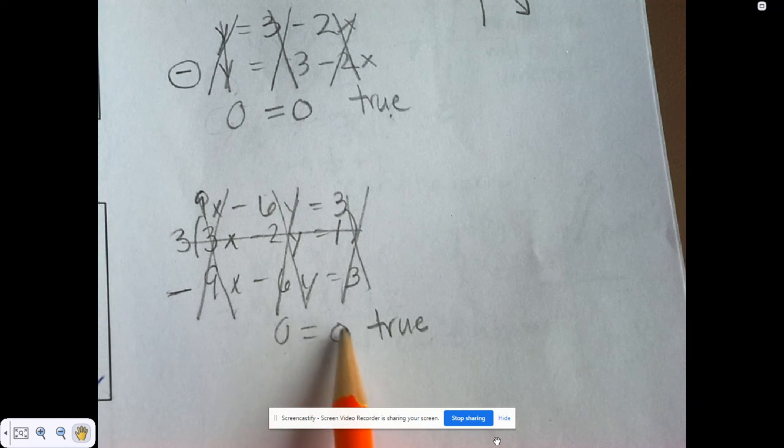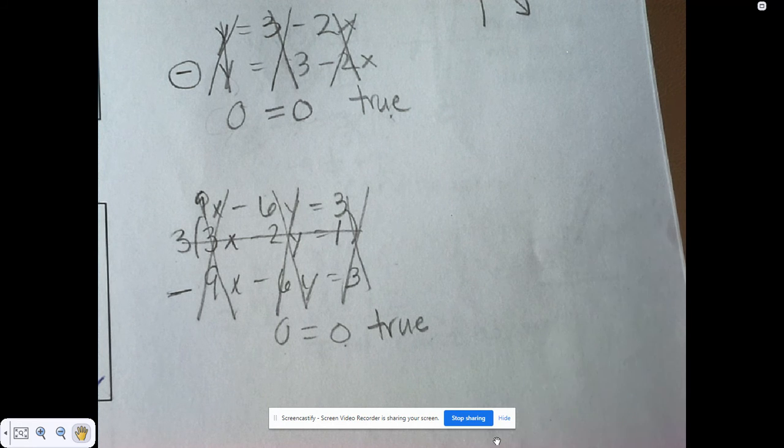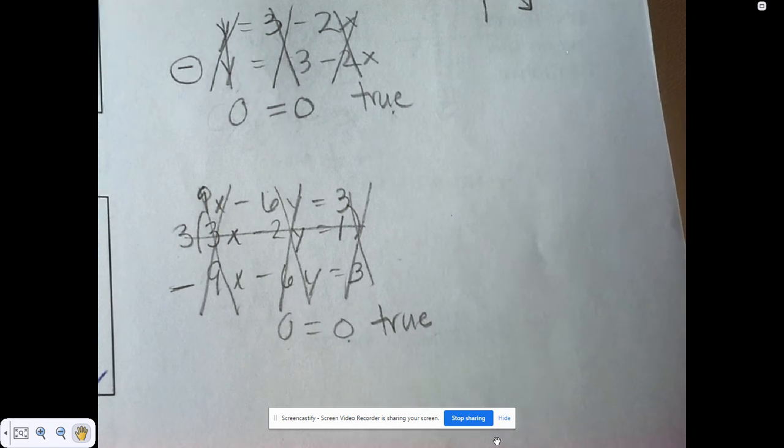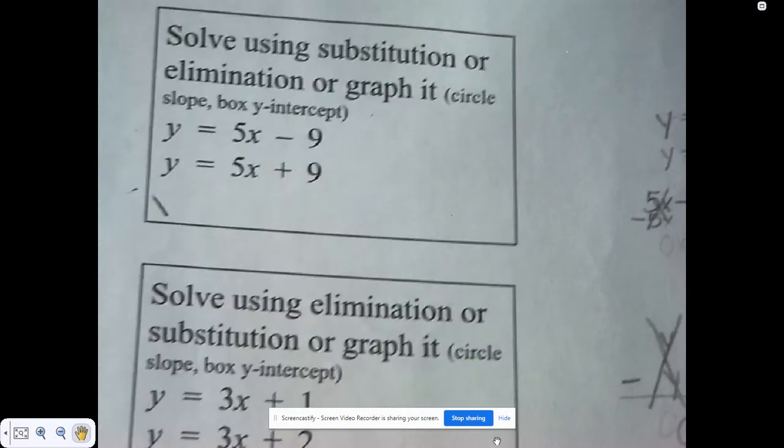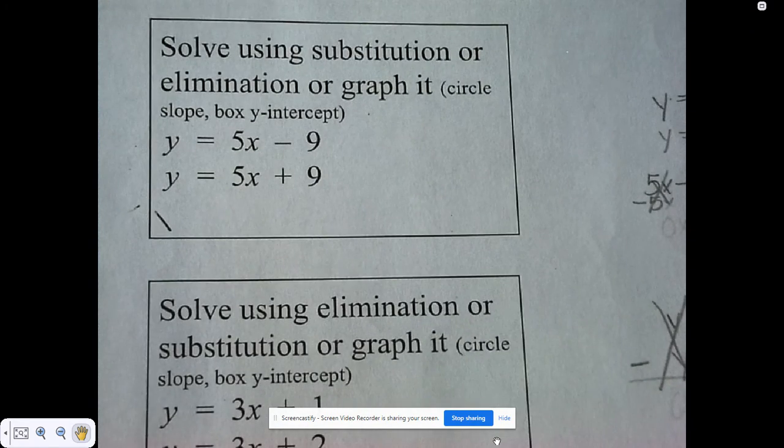So 0 equals 0 is true, which means that it is an infinite amount of solutions. So I want you to go ahead and continue on pausing and trying these videos that I'm going to go through. So I'm looking at this next one. Again, I'm giving you a little hint about solving and using substitution, elimination, or graphing.